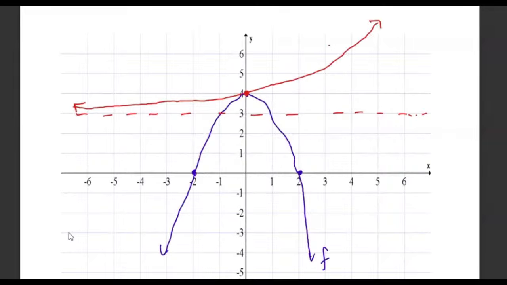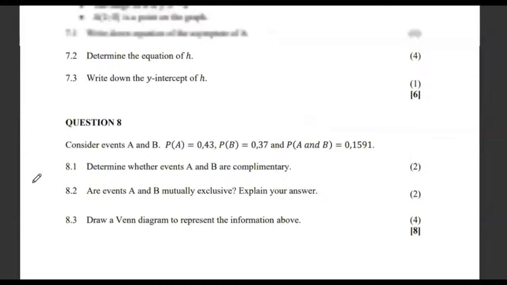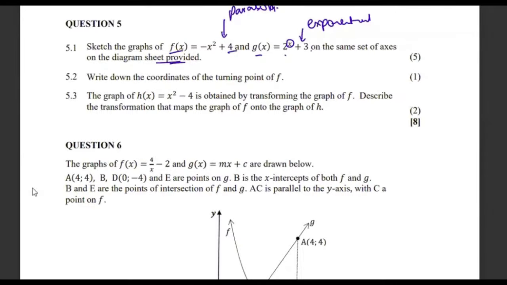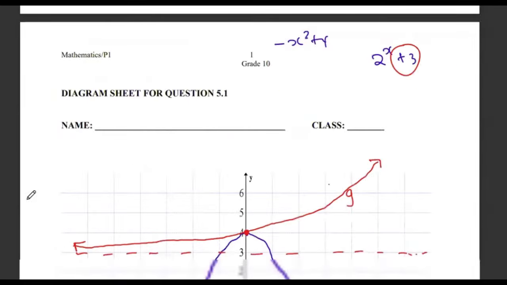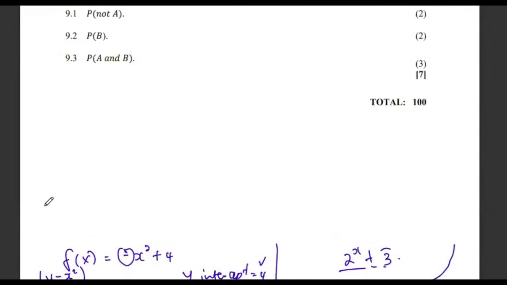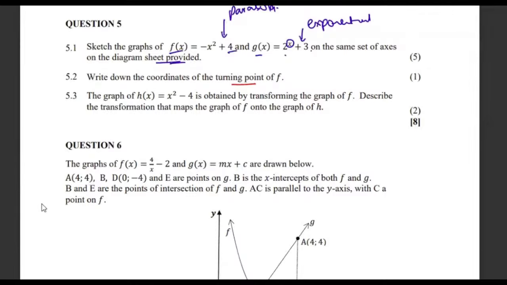Then I'll call this my g. So that's all I have to do to get all the marks that were awarded for that. How many marks? 5 marks. Wow, wonderful. Then write down the coordinates of the turning point. The turning point is when the graph is changing direction, in other words the highest point in this case, which is (0; 4). So that's going to be (0; 4), since they want the coordinates.